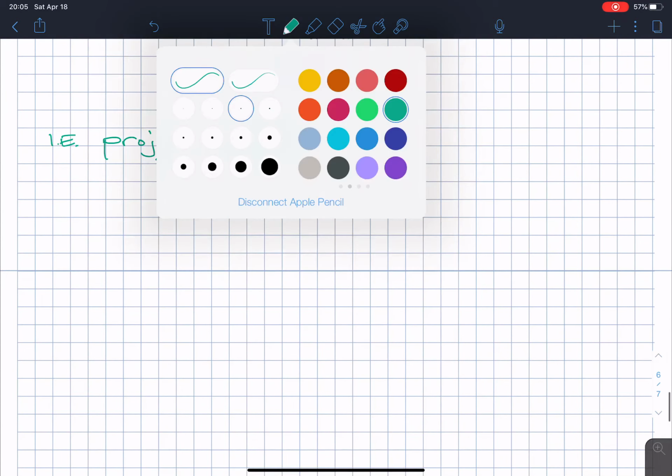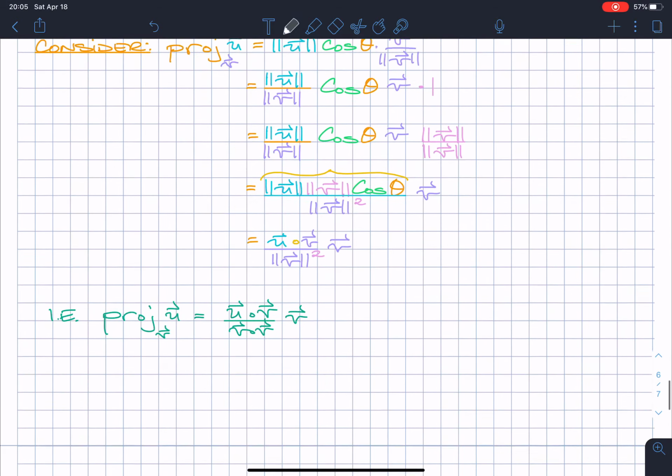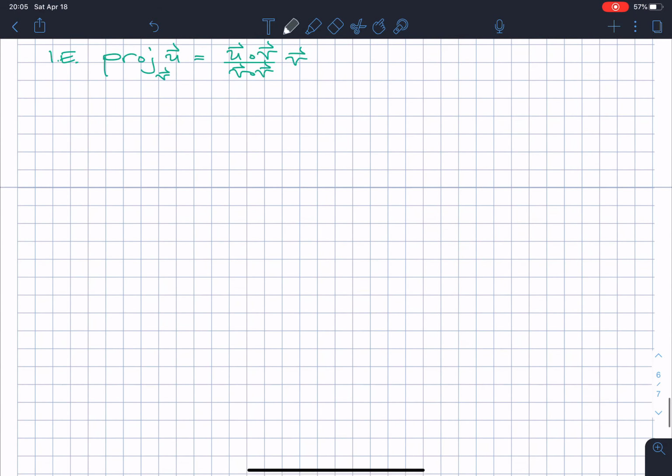Okay. Let's do an example or two. So for example, find the projection of vector u onto vector v for the following.